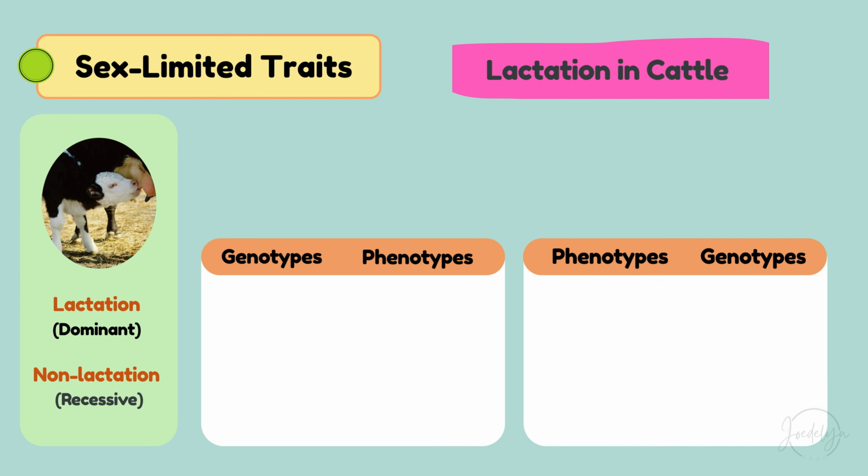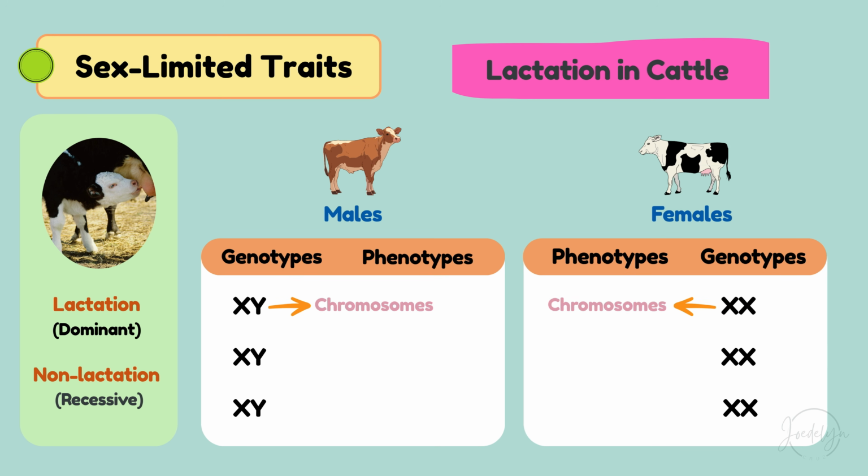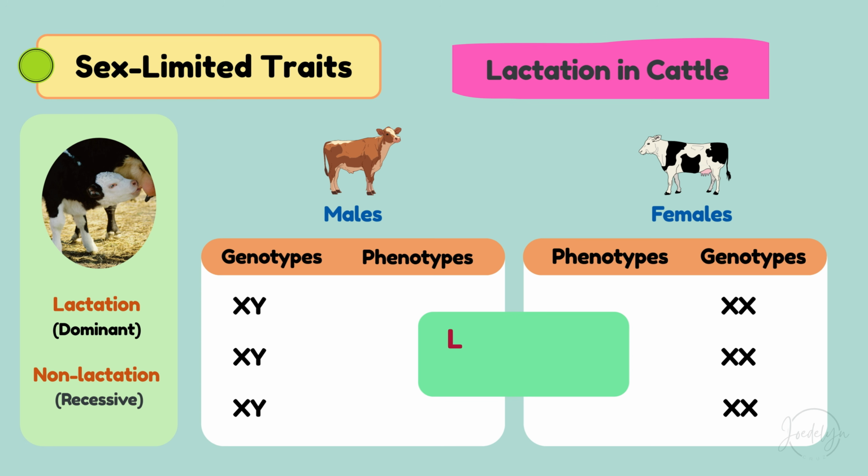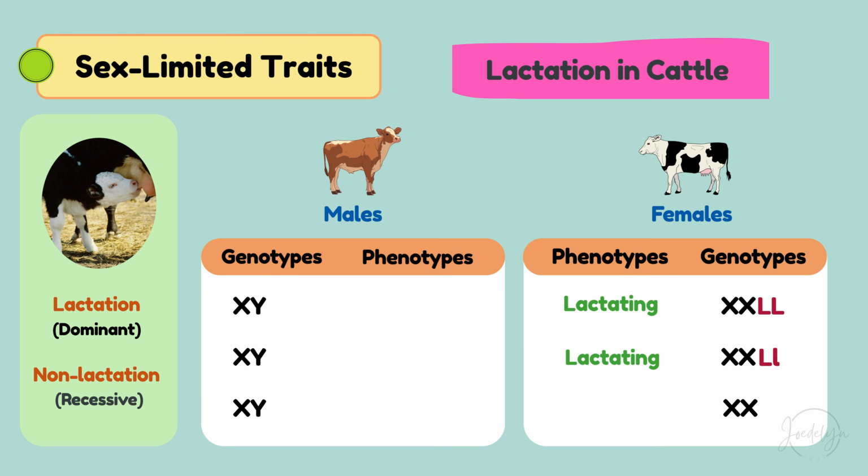Let's see this in a table. XY and XX represent the chromosomes of males and females, while the big letter L represents the gene for lactation, dominant, and the small letter l represents non-lactation, recessive. In females, both dominant L equals lactating. One dominant L and one recessive l equals still lactating. Both recessive l equals not lactating.